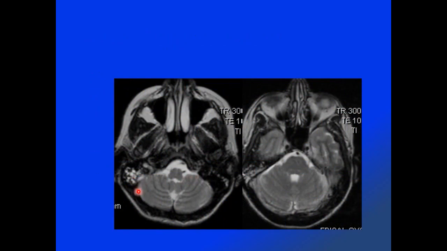Switching gears a little bit, we have two T2-weighted axial images through the posterior fossa, and the primary findings are abnormal opacification of the right mastoid on both of these images, and a hint of a somewhat serpiginous vascular structure that's slightly hyperintense on these T2-weighted images.